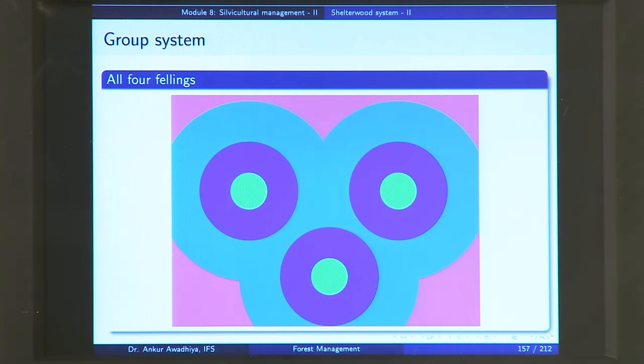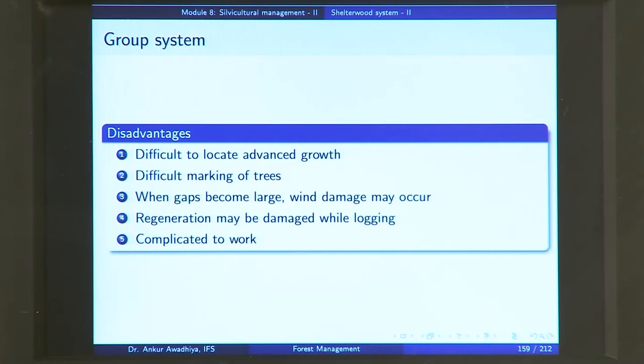So, every time you have a young regeneration, and all the time you are entering this forest with your equipment, with people, with the machines, and in all of these instances there is damage to the young crop or to the regeneration. So, regeneration may be damaged while working. And the fourth difficulty is that it is complicated to work, because there are a number of things that you need to keep in mind.